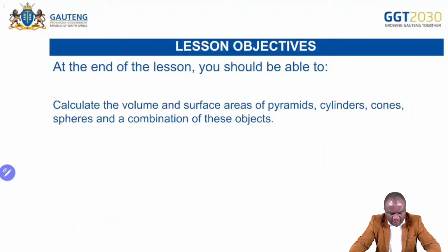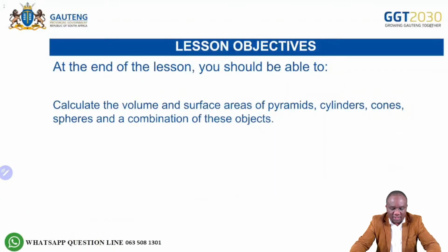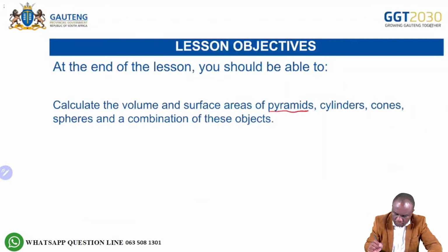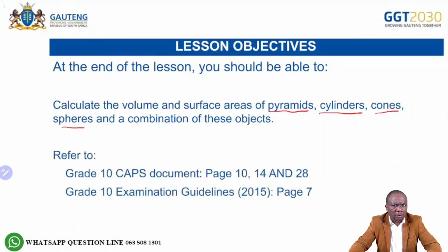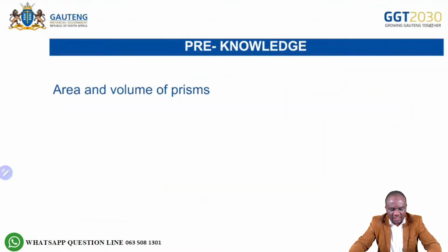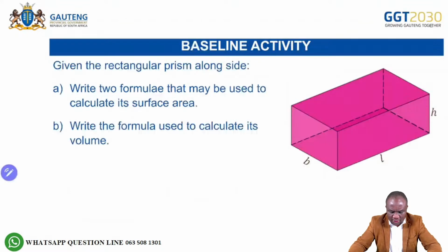Right, and then our objectives: we're going to calculate the volume and surface areas of pyramids, and then cylinders, cones, spheres, and a combination of these objects. We have done area and volume of prisms, that is our pre-knowledge. Right, as we usually do, let's start with a baseline activity.